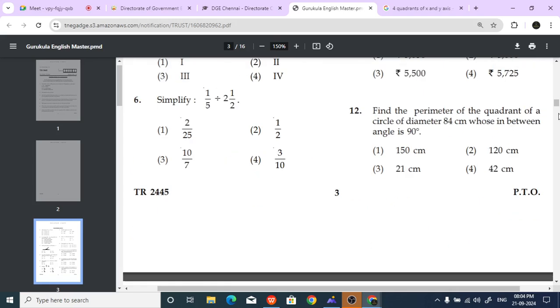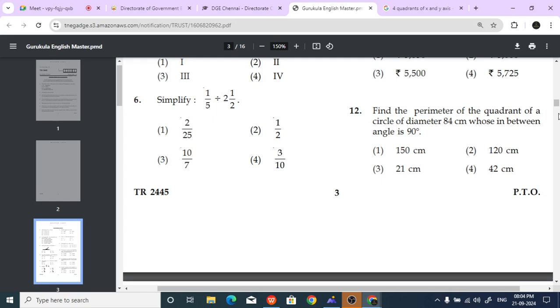Okay. Sixth question. 1 by 5 divided by 2, 1 by 2. What is the answer? How will you do it? You have to keep 1 by 5 like that. Divided by 2 by 2, 1 by 2 means what? Divided by 5 by 2. Am I correct? 2 into 2, 4, 4 plus 1, 5, 5 by 2.